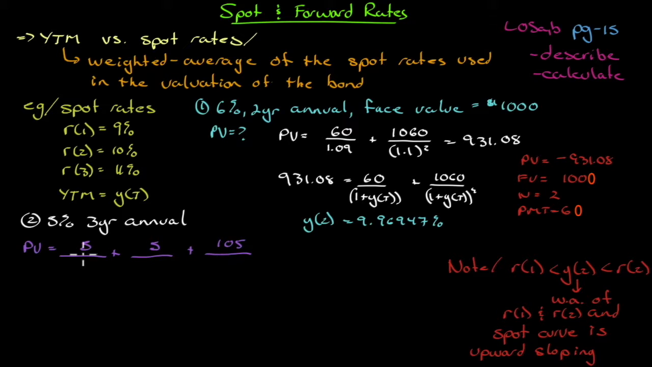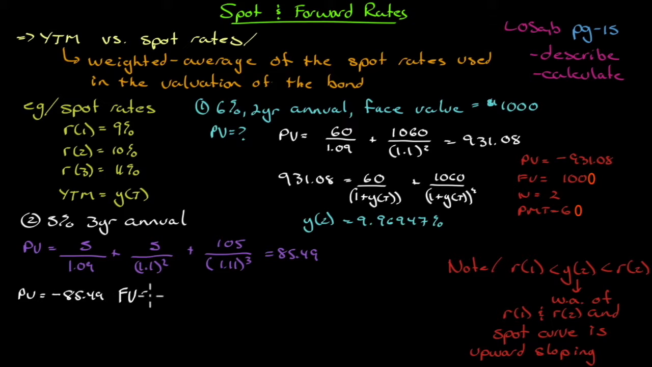So 1, 2, 3 years. The first one will be discounted at the first rate, 1.09. Then we'll discount the second cash flow at the 2-year spot rate, 1.1 squared. And finally, 1.11 to the power of 3. I get 85.49. So with that in mind, I know that my present value is equal to negative 85.49.